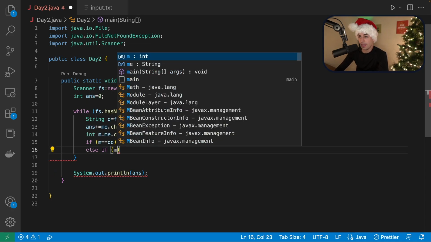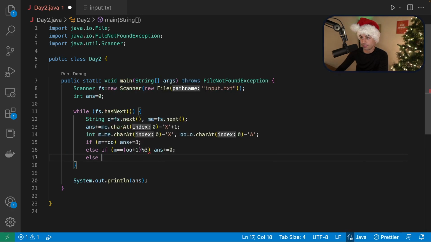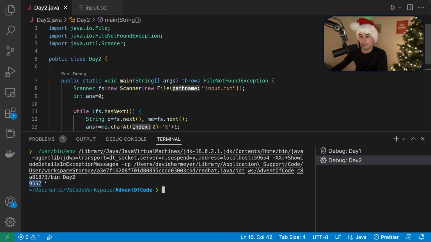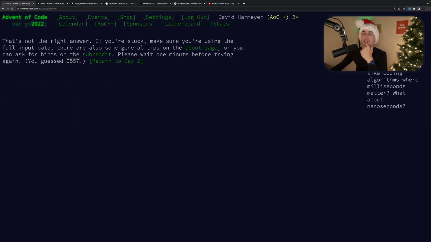Else, if m equals o plus 1 mod 3, then, so if I am the next one, rock, paper, paper beats rock. So if I'm rock, he's paper, then I get 0. Plus equals 6. All right, let's run this. Can we just do this? It's not the right answer.